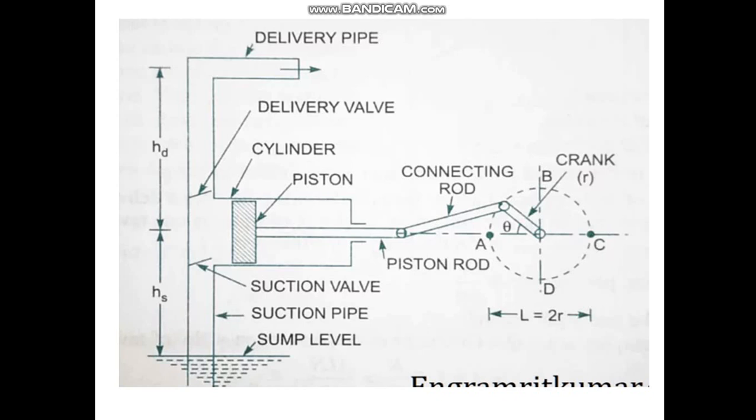The components are a cylinder, a piston rod, a connecting rod, which is connected to a crank, to a crankshaft. So in construction, it is very similar to an IC engine, but the operation is just opposite to an IC engine. And the crankshaft is connected to the motor, the prime mover.